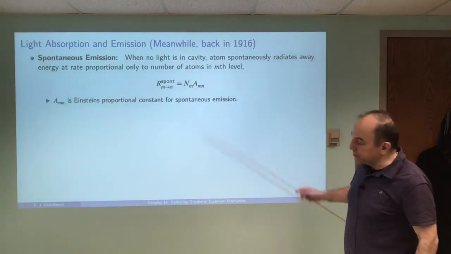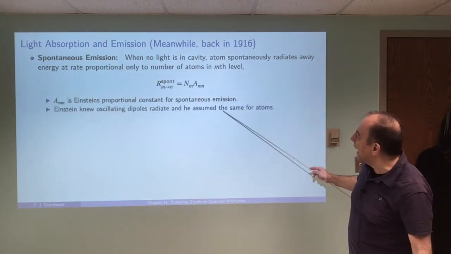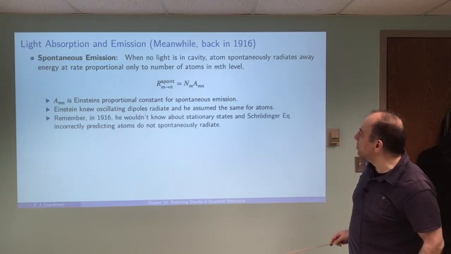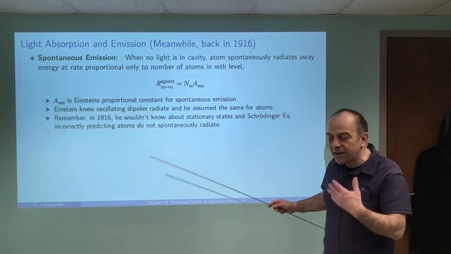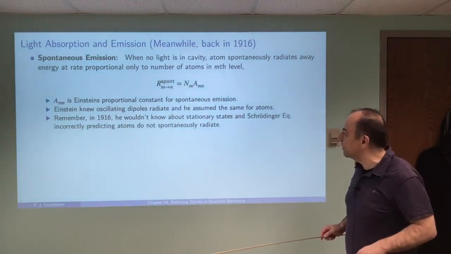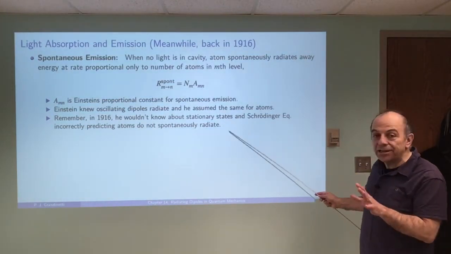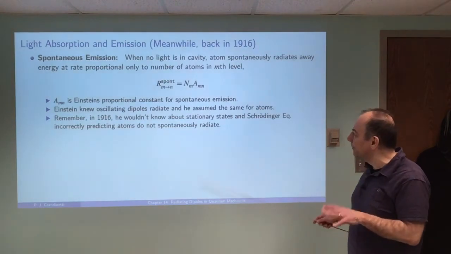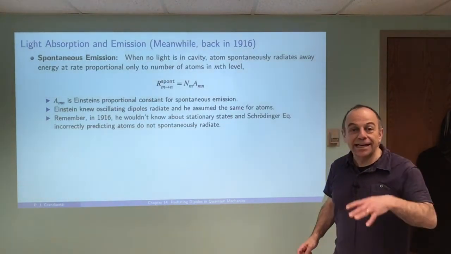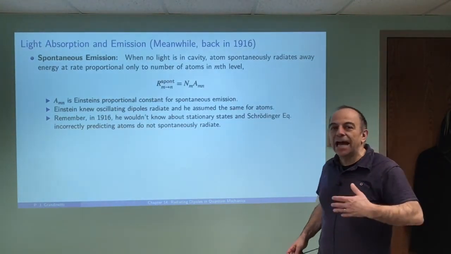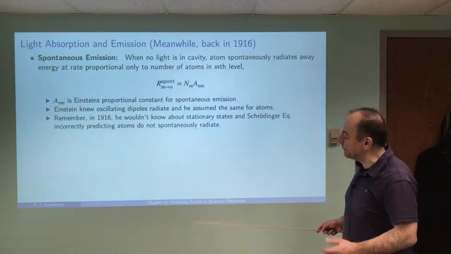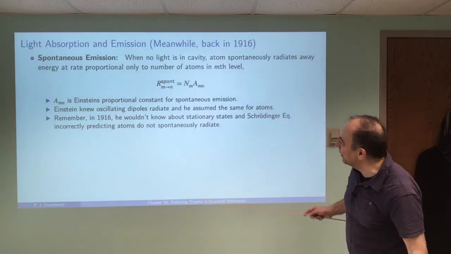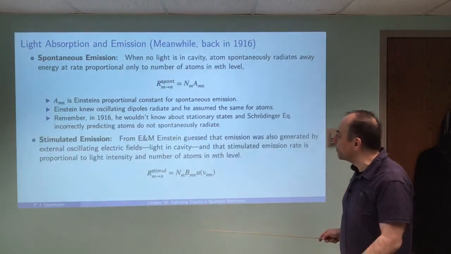So this is his proportionality constant, and he knew, of course, that all oscillating dipoles will radiate, and he figured the same was going to be true for atoms. But remember, he didn't know about the Schrodinger equation and stationary states. He didn't know that an atom in a stationary state wouldn't radiate, because this was 1916, right? So he was okay in thinking that this was what's going to happen.